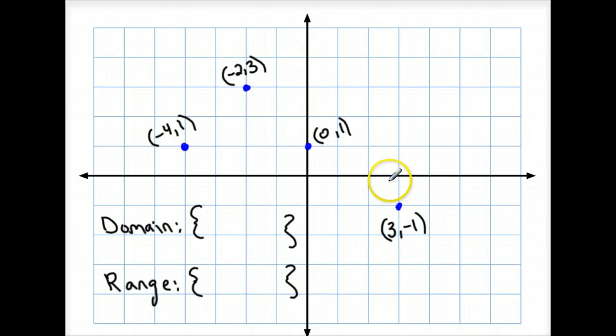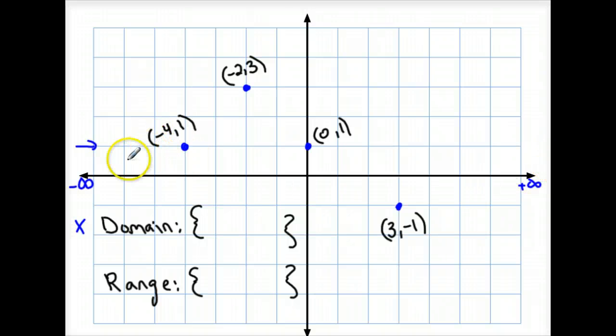Try listing these domain and ranges on your own. (-4, 1), (-2, 3), (0, 1), (3, -1). When looking for the domain, again, this is all the x values. Let's go left to right. Anything from the left side will be smaller and the x values will increase as you keep going to the right. So you're going from negative infinity to positive infinity. The further you move right along the x-axis, the larger your x value becomes.